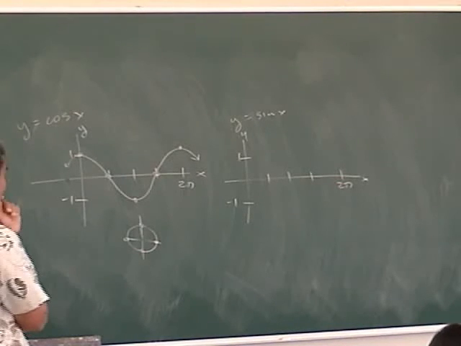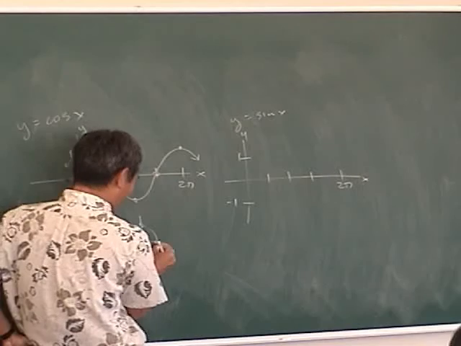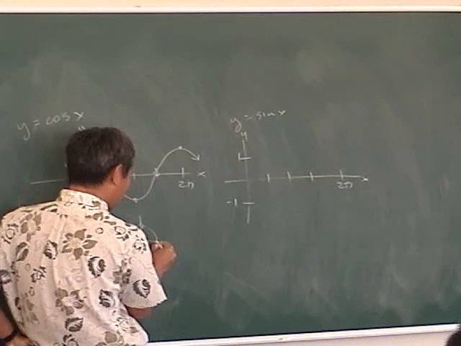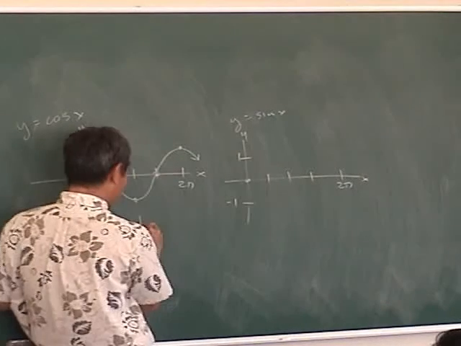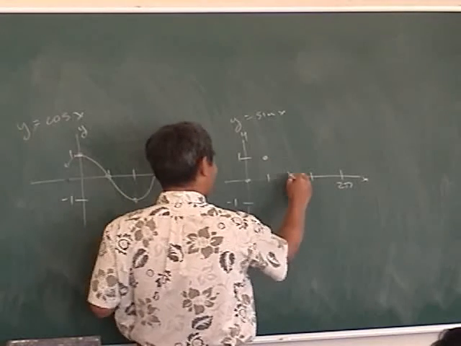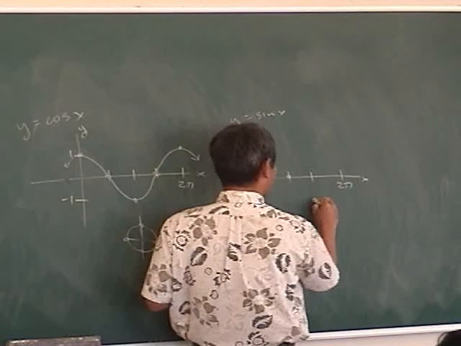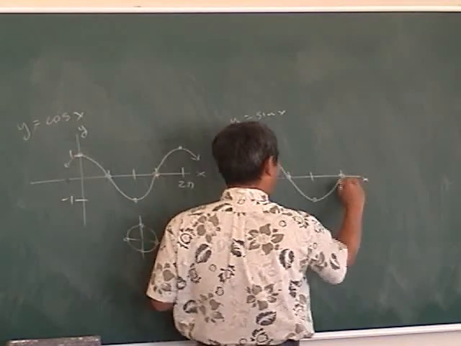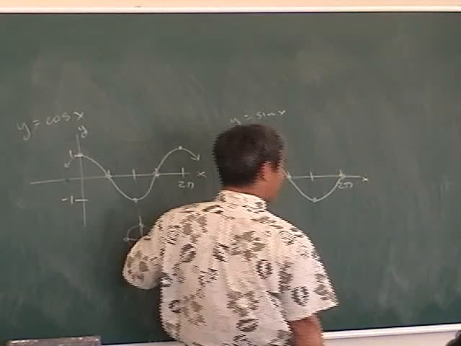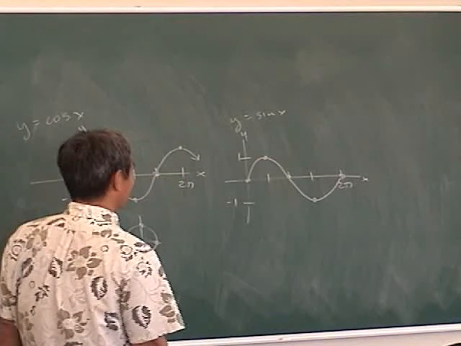Anyway, sine is the y coordinate. So what's the y coordinate here? 0. And then 1. And then you just think of the unit circle. Duh. Right? And then of course it just keeps on going, right? What about tangent?